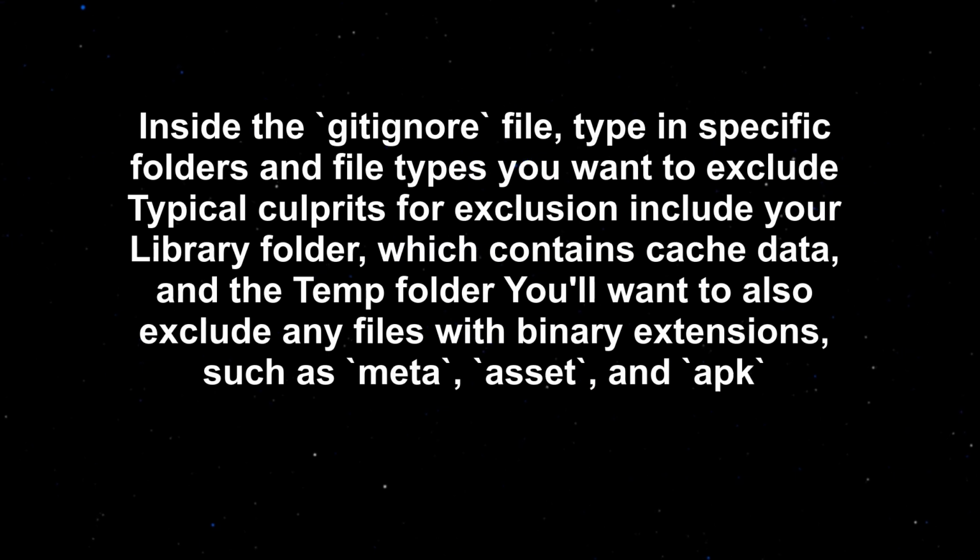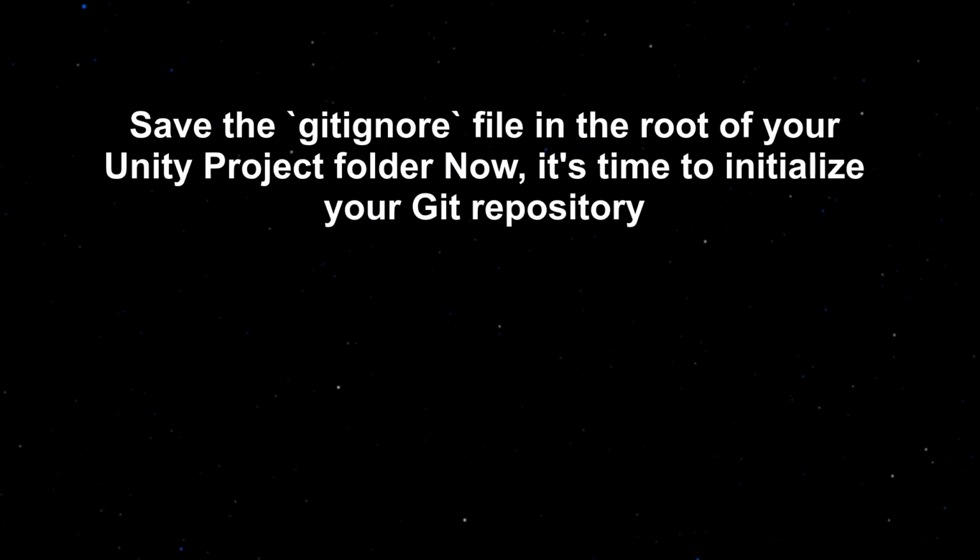Inside the gitignore file, type in specific folders and file types you want to exclude. Typical culprits for exclusion include your library folder, which contains cache data, and the temp folder. You'll want to also exclude any files with binary extensions, such as meta, asset, and apk. Save the gitignore file in the root of your Unity project folder.